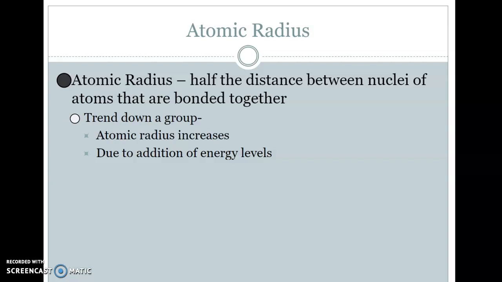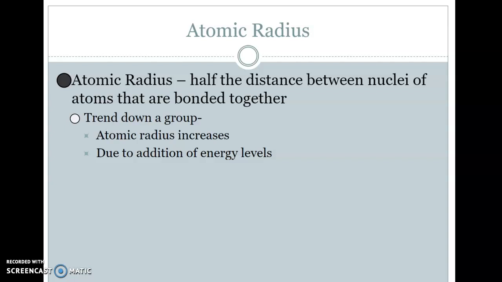The other trend is what is happening as we move from left to right across the table. Again, we have to think about what's happening. Every element that we move over, one at a time, left to right, means the addition of a proton, right? The atomic number is increasing. So we have one more proton. But because our focus here with elements is that they are neutral, that means that for every proton that we add, we're also adding an electron.